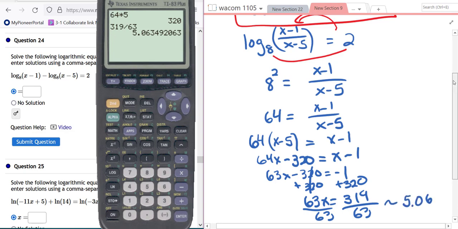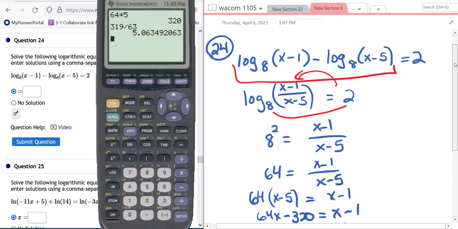And so we go back up to check, back to the original. Right, so your first parentheses would be okay. Your first log would be okay. So 5 minus 1 is 4. This one, this is why it was important to carry that out a little bit. 5.06 minus 5, it's okay. You're still getting something positive, even though it's very tiny. So this answer will work. It works in both.